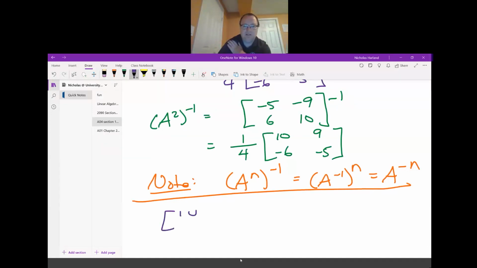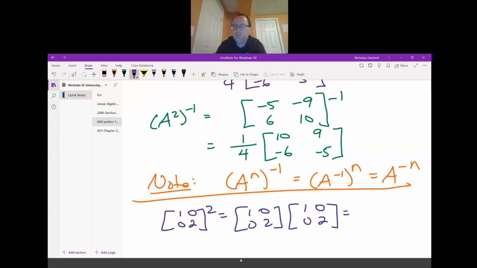So what's the diagonal matrix with 1, 0, 0, 2 squared? Yeah. This doesn't work in general, but for diagonal matrices, because of so many zeros, the zero stays zero, and we get this right here. What would be that matrix cubed?